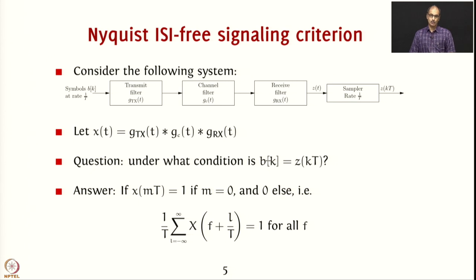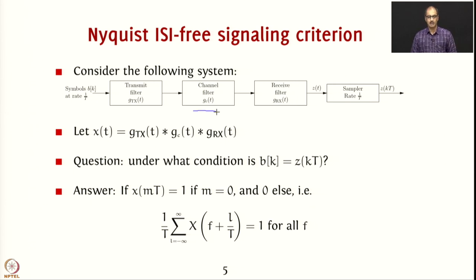Before we talk about those pulses, let us try to understand the Nyquist ISI-free signaling criterion. Let us first look at a simple model of our communication system. Let us assume that your symbols b_k are being sent at the rate of one such symbol every T seconds. Then they are shaped through a transmit filter g_TX(t). This is the same as constructing your transmit signal s(t) as the summation of b_k g_TX(t minus kT). Typically, there is also this channel filter.